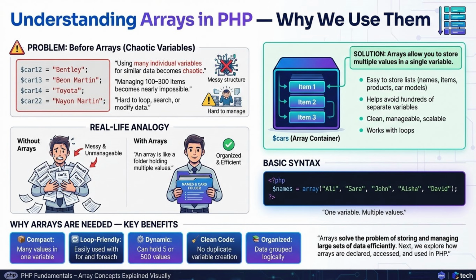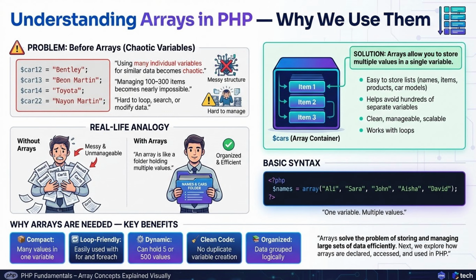Instead of creating dozens of separate variables, you simply create one array, such as cars, and place all the car names inside it. This creates a clean, manageable, and scalable structure that is easy to work with. Arrays make it simple to store lists of data such as names, items, car models, products, or any set of related values. They can hold just a few items or hundreds of values without requiring new variable names. Because arrays work perfectly with loops like for and foreach, they allow you to process, search, or display large sets of information efficiently and with minimal code.